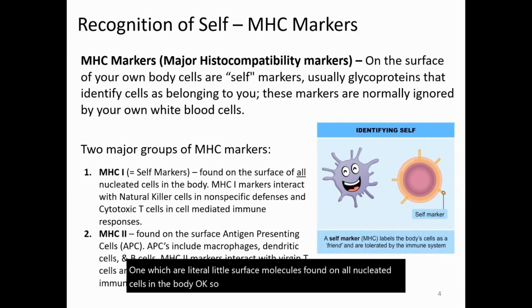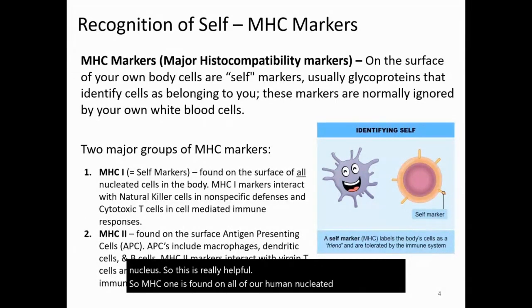Okay, so remember, we are eukaryotic. The majority of our cells have a nucleus. And so, especially when we're thinking about viral or bacterial pathogens, they don't have a nucleus. So this is really helpful. So MHC1 is found on all of our human nucleated cells.